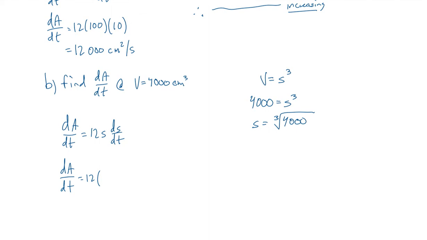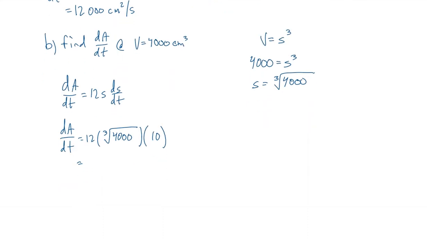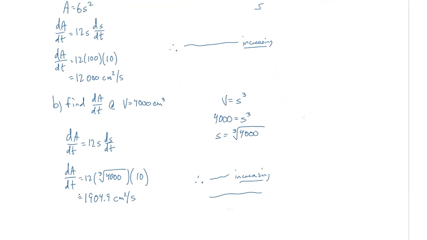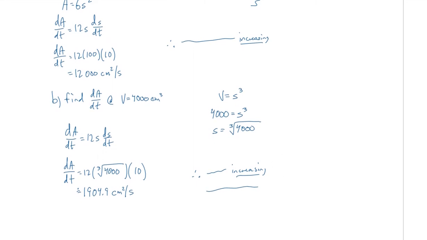So my side length is that cube root of 4,000. And our rate of change is still 10, increasing by 10. And so this is 120 times the cube root of 4,000, which is not really a nice way to do it. So I'm just going to round this one, and it turns out to be 1904.9 centimeters squared per second. Again, therefore, the area is increasing by that amount.